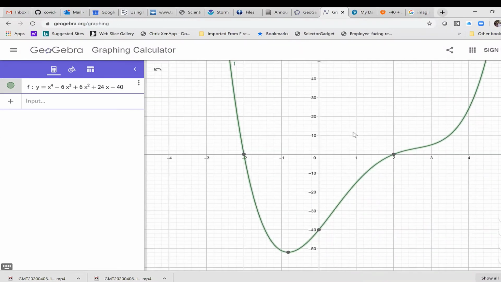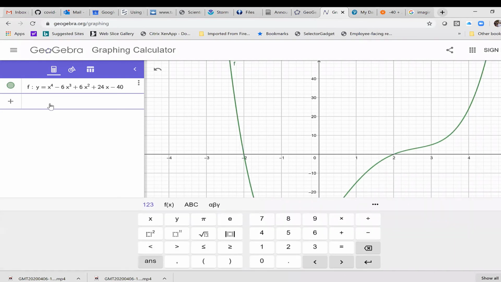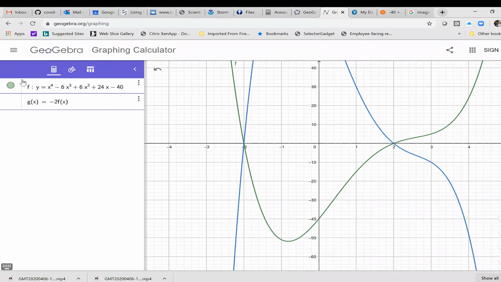Okay, so there I have a graph, right? All I'm going to do down here is graph a different function. g of x equals 2 times f of x. And notice that all that happens is the graph stretches by a factor of 2. Or if I make this -2, it just causes the graph to reflect about the x-axis and then stretch by a factor of 2.